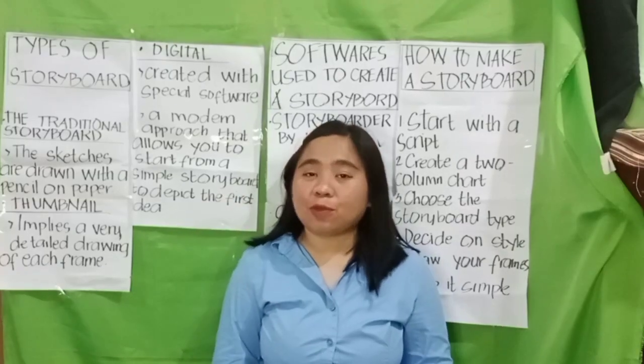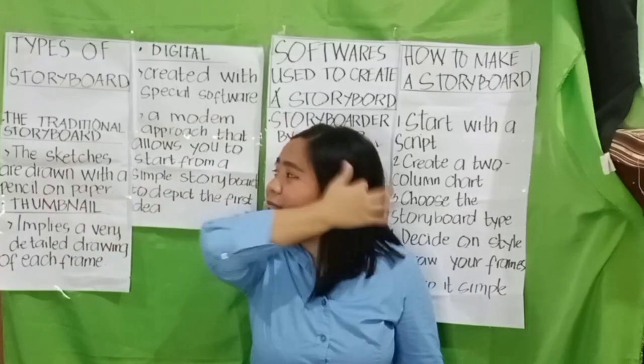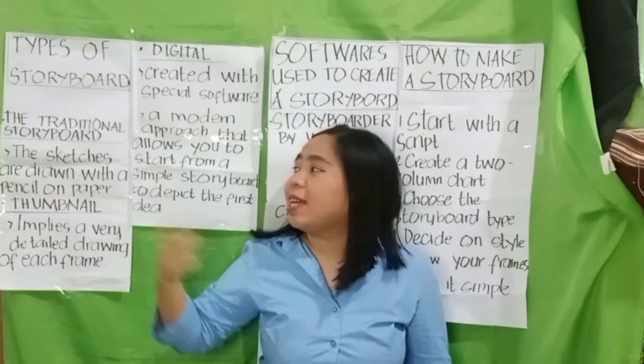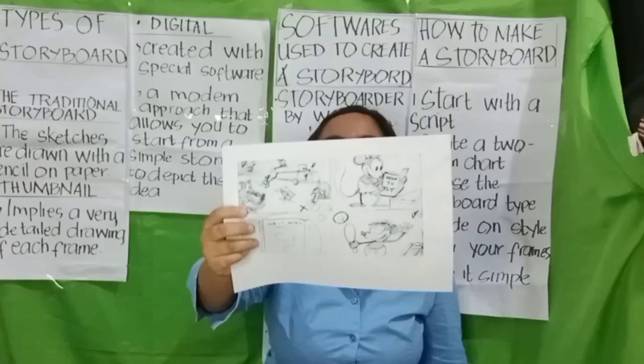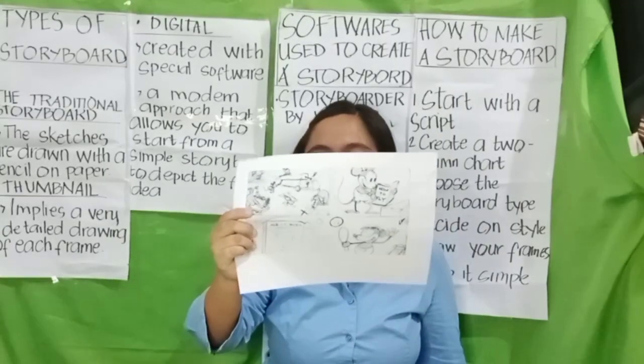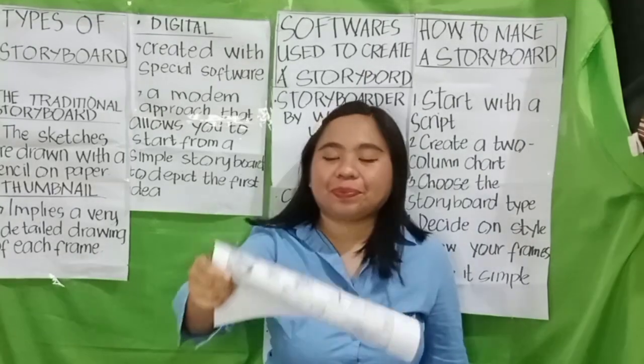There are three types of storyboard. The first one is the traditional storyboard. The sketches are drawn with a pencil on paper. So it looks like this. This is Mickey Mouse, right?